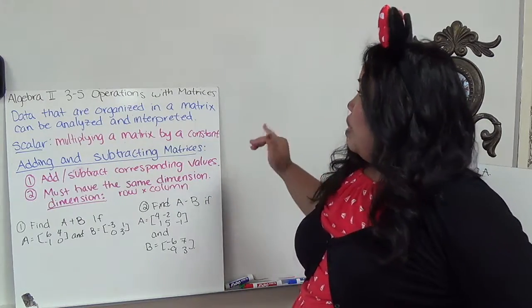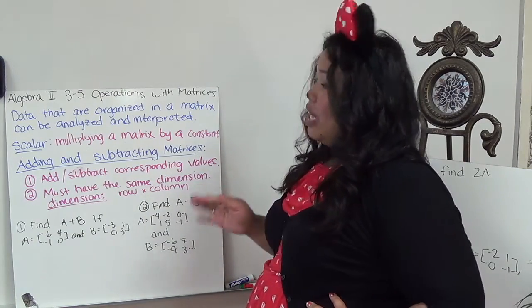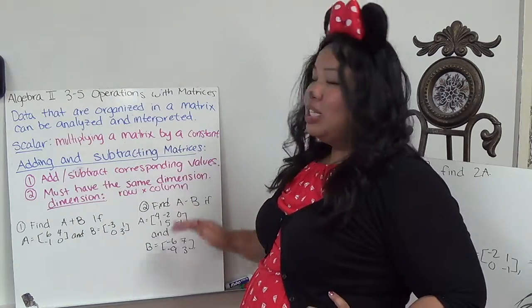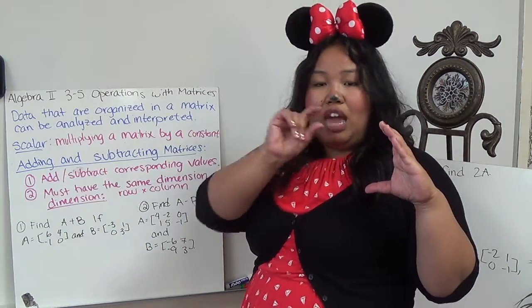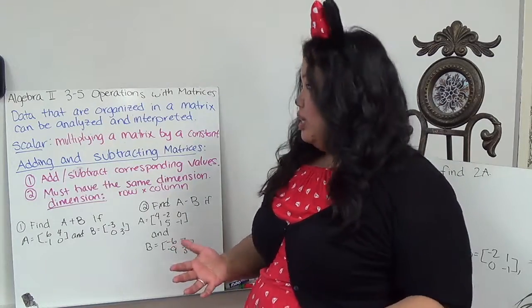And so there are different properties and operations you can do with matrices, and rules. The first thing is called scalar multiplication. Basically, when you multiply a matrix by a constant, that means everything in the matrix, every position, is multiplied by the same constant. And that's how you multiply a matrix.